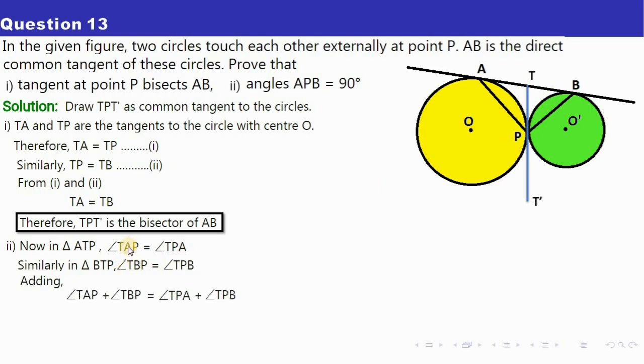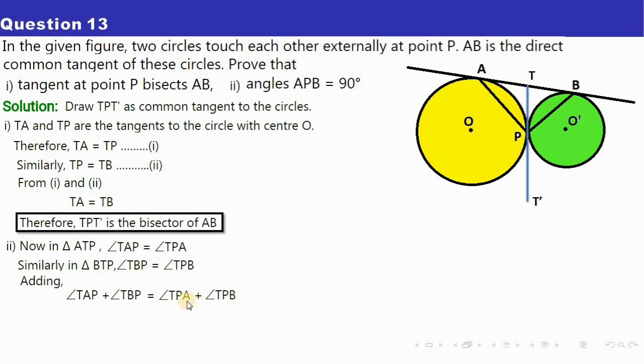So after adding, on the left hand side we have TAP and TPB, so TBP, right? And on the right hand side we have TP and TPB, right? So let us see where is TPA. TPA means this angle, right? And TPB means this angle.